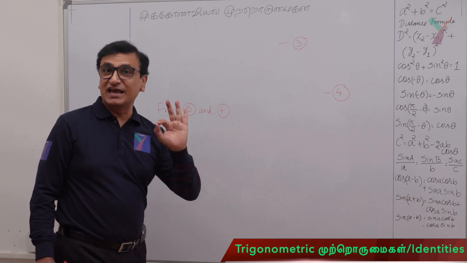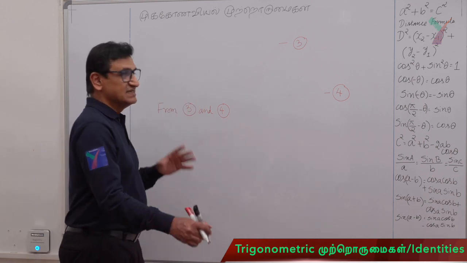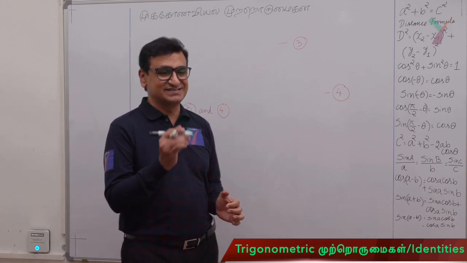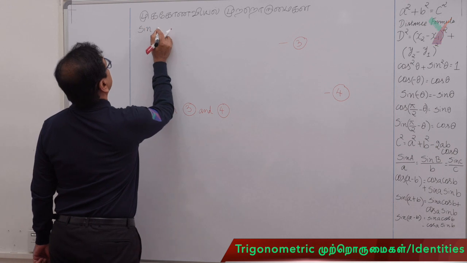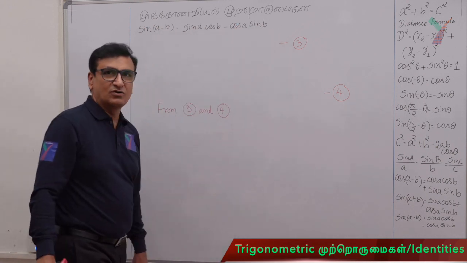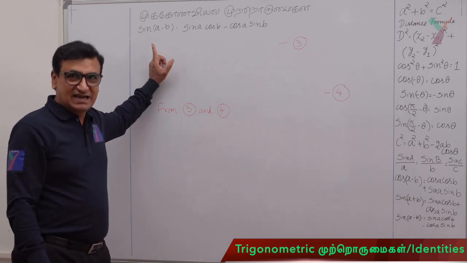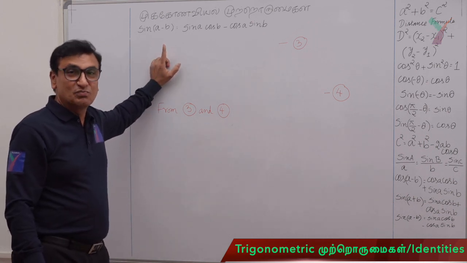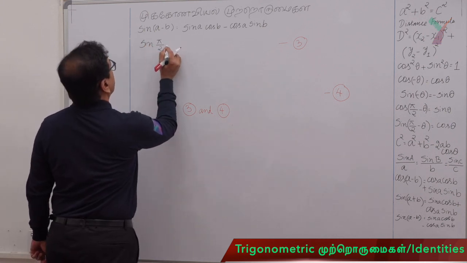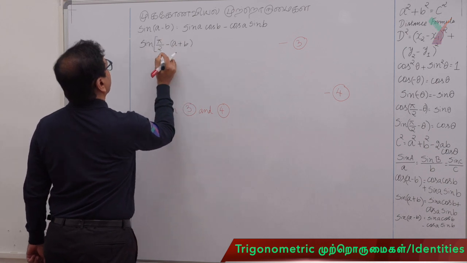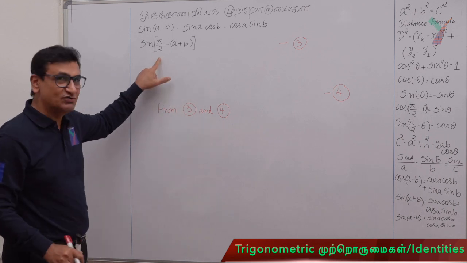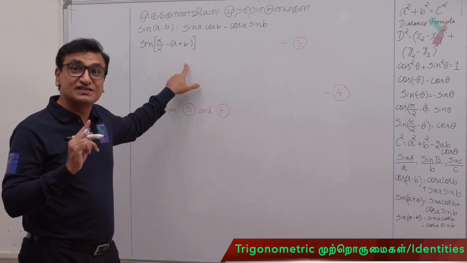அதுக்கு நான் sin a minus b formula use பண்ண போறேன். Sin a minus b is sin a cos b minus cos a sin b. Now, I'm going to write sin pi by 2 minus a plus b. Sin pi by 2 minus theta is cos theta. So, sin pi by 2 minus a plus b would be cos a plus b.